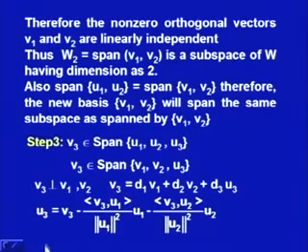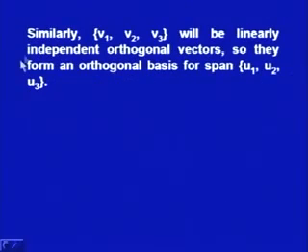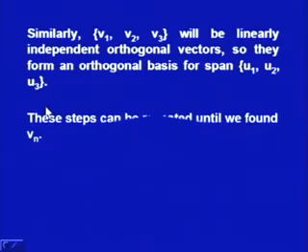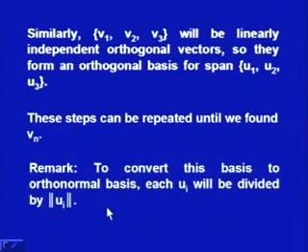concept, and this will give us v3 as u3 minus inner product of u3 and v1 divided by v1 square multiplied by v1, minus inner product of u3 and v2 divided by v2 square into v2. So one can obtain this equation with the help of this equation. So we got the third vector. Similarly, v1, v2, v3 will be linearly independent orthogonal vectors, so that they form an orthogonal basis for span of u1, u2, u3.